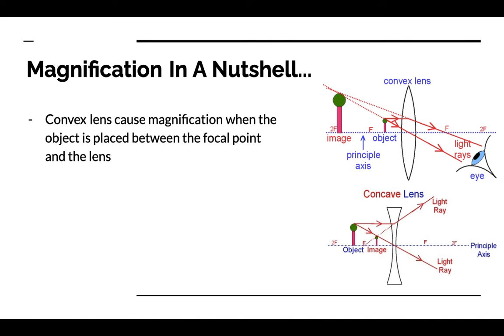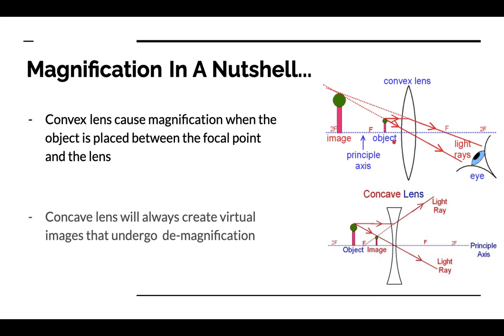So magnification in a nutshell: convex lenses cause magnification when the object is placed between the focal point and the lens. And concave lenses will always create virtual images that undergo demagnification. Again, there are conditions when concave lenses can cause magnification, but we are going to ignore those conditions for right now.